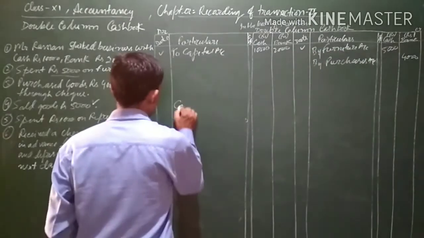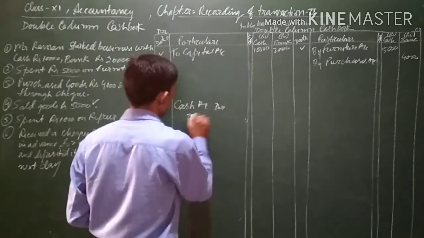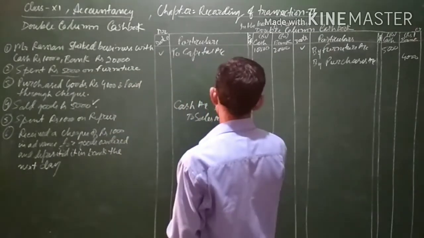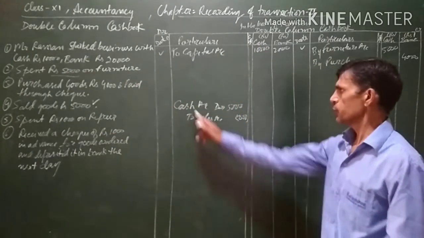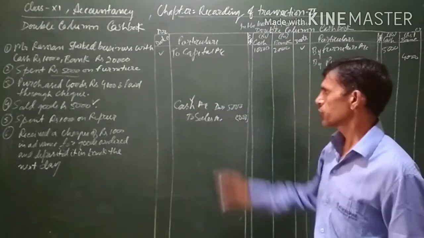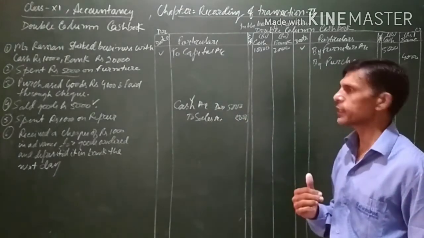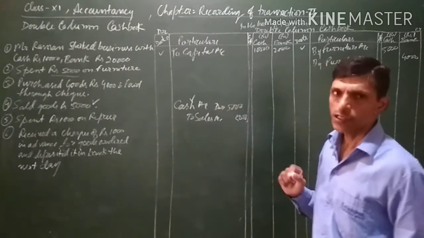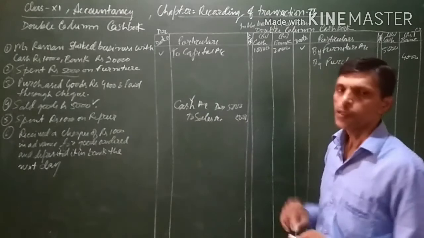So the entry will be cash account debit to sales account. Now the sale is of rupees 5,000. Since we are selling the goods for 5,000, obviously we will be getting the cash. Cash is an asset. If an asset increases, our cash will increase, because if we sell the goods, we will be receiving 5,000 as cash. So the cash account will be debited and sales will be credited.